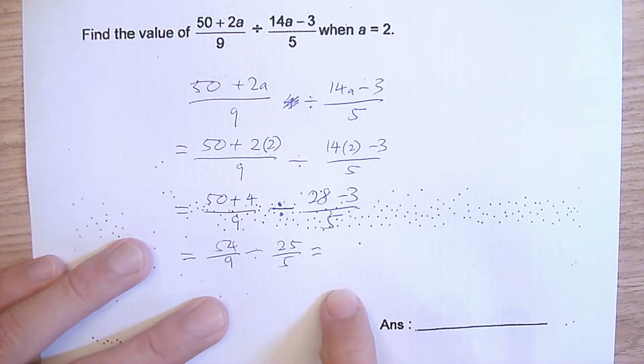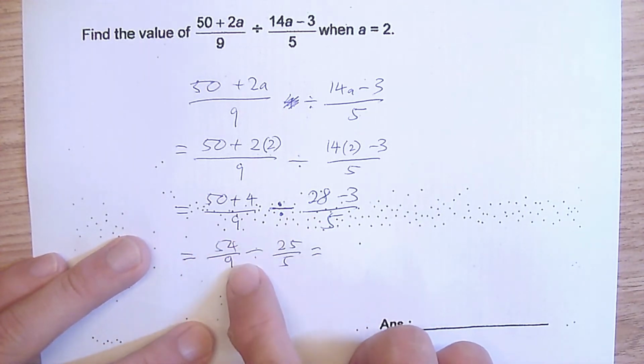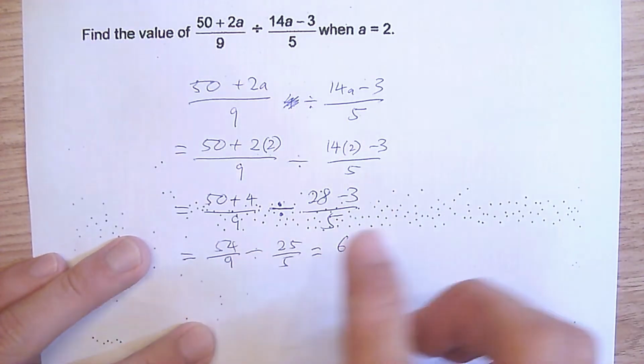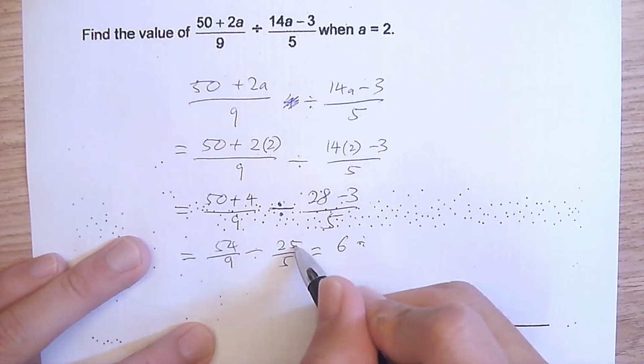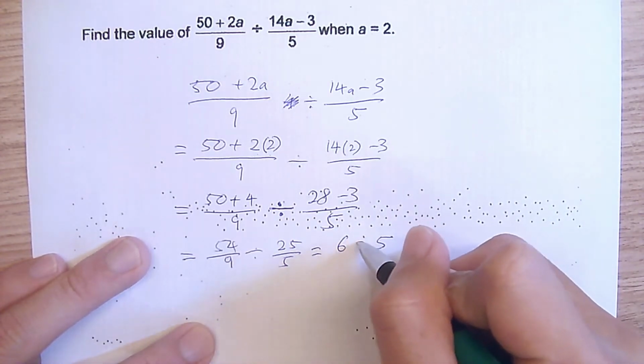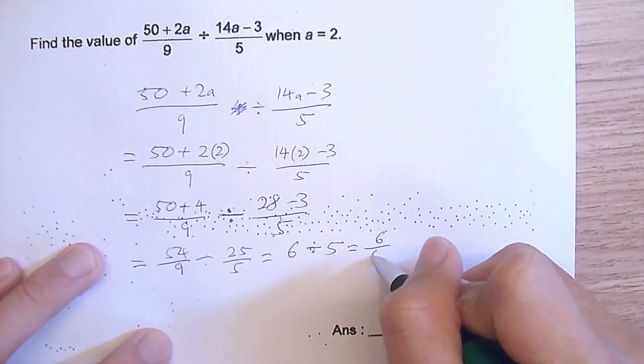Okay, now next. Simplify each fraction first. 54 over 9 will give us 6, divided by 25 over 5, which will give us 5. So it's 6 divided by 5. Just put it in fraction form, it is 6 over 5.